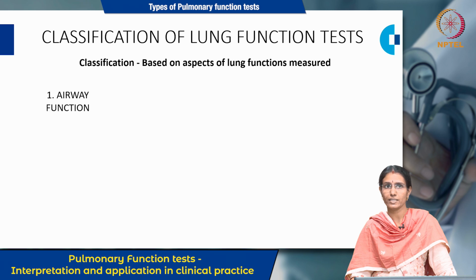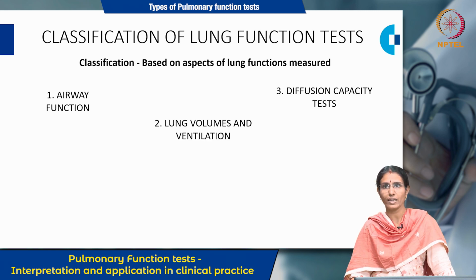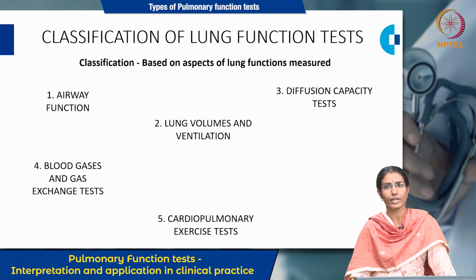So, how are they classified? They are classified based on these lung functions measured, and the test of airway function is the first and foremost important classification of lung function tests. And there are tests to assess the lung volumes and ventilation, tests to assess the diffusion capacity of the lung, tests to assess the gas exchange which happens at the level of the alveoli, and cardiopulmonary exercise tests and metabolic measurements. So, these are all the types of lung function tests which we will be seeing now. The principles of each of these we will be doing now.